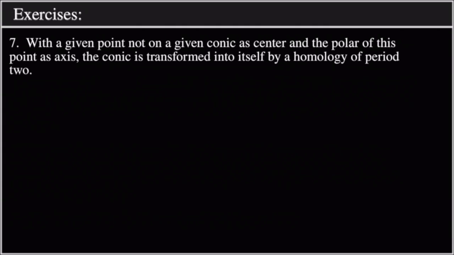7. With a given point not on a given conic as center and the polar of this point as axis, the conic is transformed into itself by a homology of period 2.